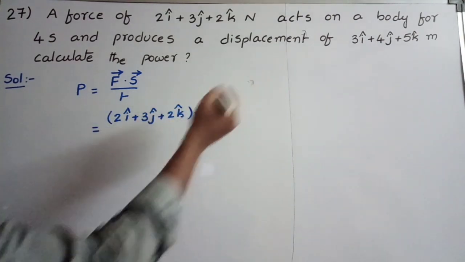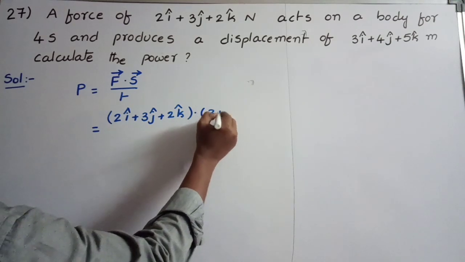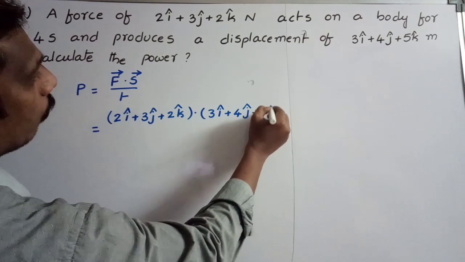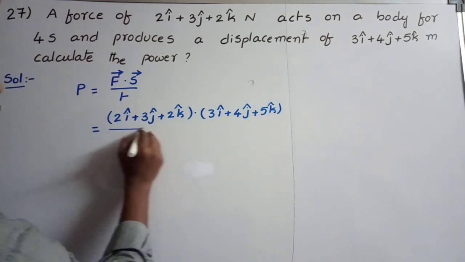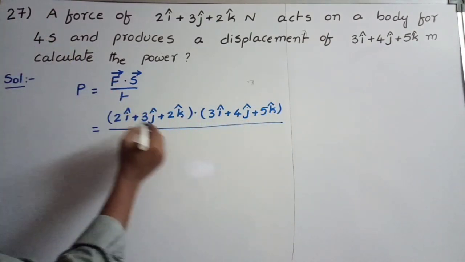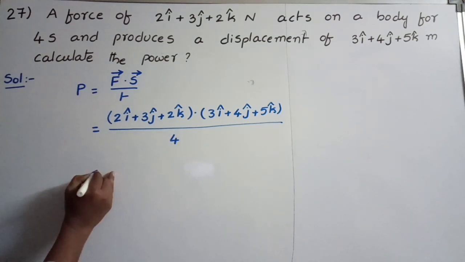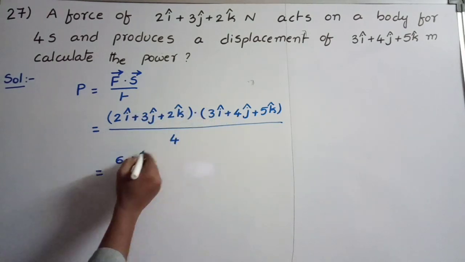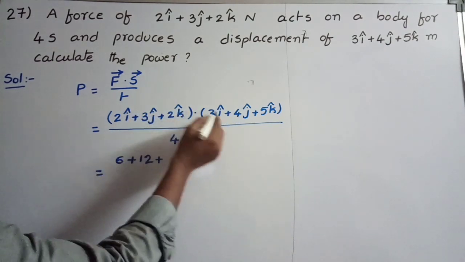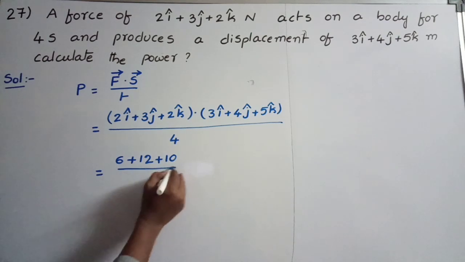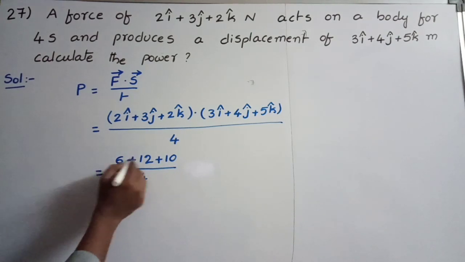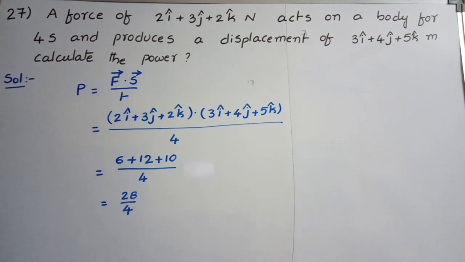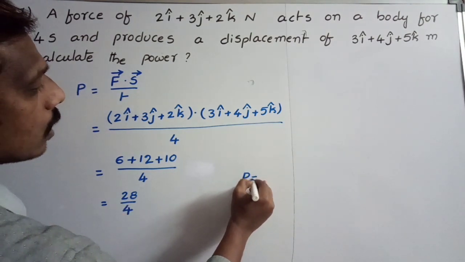dot S bar is equal to 3 i cap plus 4 j cap plus 5 k cap, by time t is equal to the given 4 seconds. Multiply: 2 3s are 6, plus 3 4s are 12, plus 2 5s are 10, divided by 4. 28 by 4 we can get. Finally, we can get power P is equal to 7 watt.